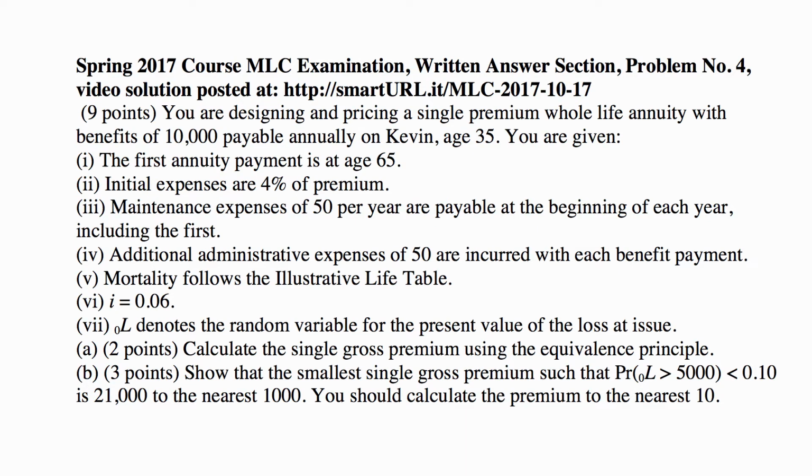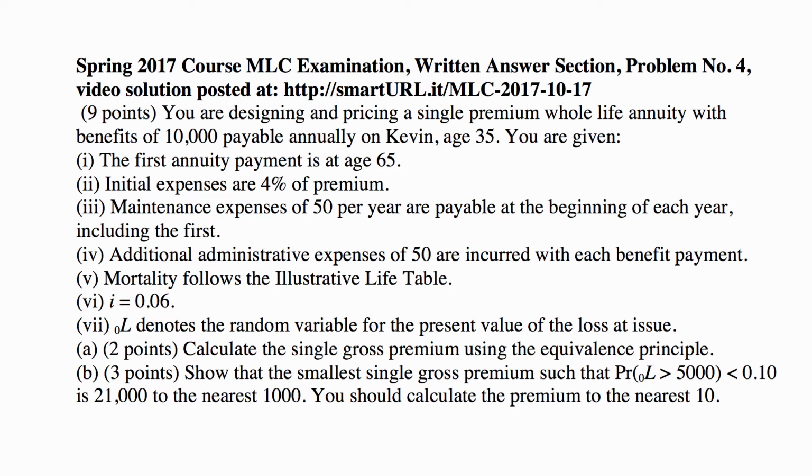Here's a problem for today. This is Spring 2017 exam, written answer section problem number 4. You are designing and pricing a single premium whole life annuity with benefits of $10,000 payable annually on Kevin, age 35. You are given that the first annuity payment is at age 65. Initial expenses of 4% of premium. Maintenance expenses of $40 per year. Maintenance expenses are payable at the beginning of each year, including the first. Additional administrative expenses of $50 are incurred with each benefit payment.